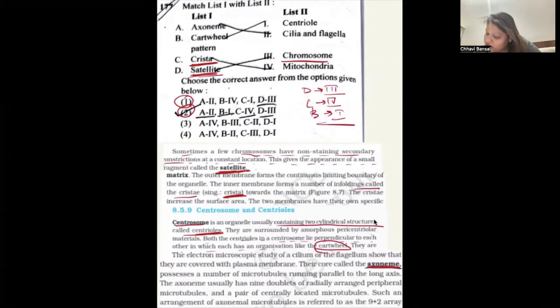And the axoneme structure is present in cilia and flagella. So option A is 2. Means if we check all these, we have B1. So it means option 2 is the correct option for the given question. Clear? See, if you read 2 to 3 paragraphs from NCERT, you know the answer.